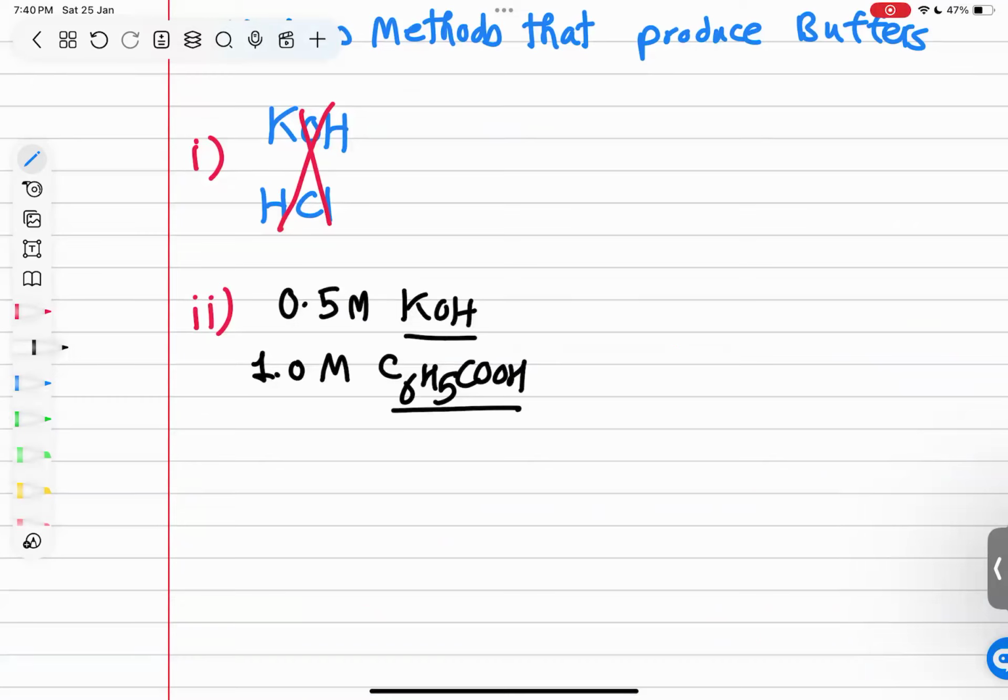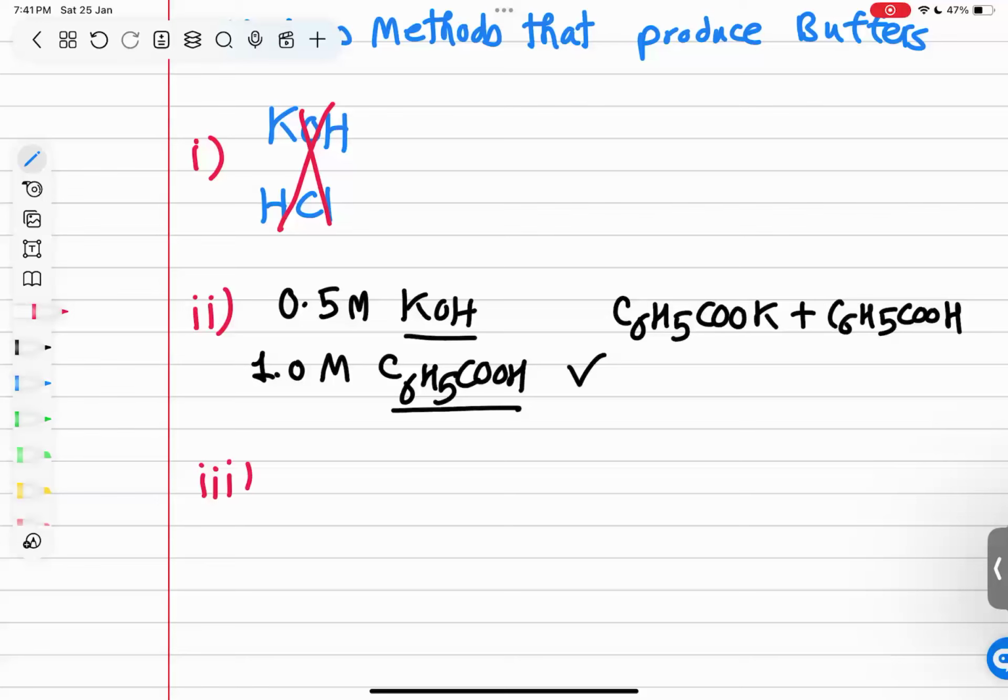So let's see. If I put this one, it will form C6H5COOK plus C6H5COOH, because there is an excess. So this one is fine. Number 3, how can you prepare?